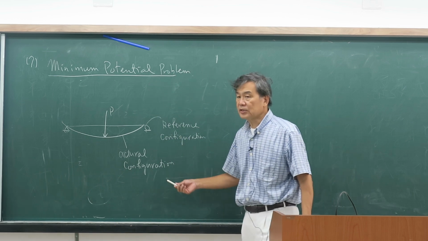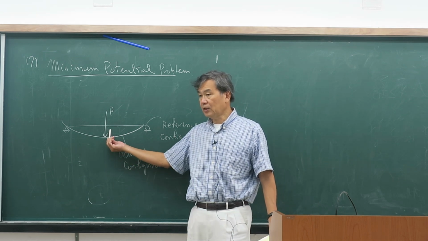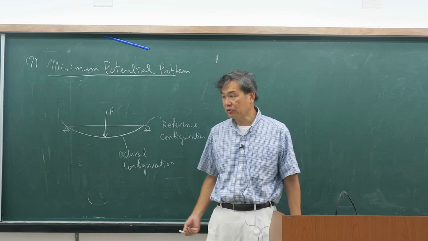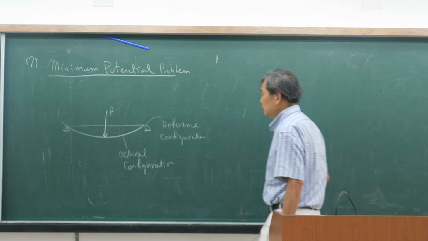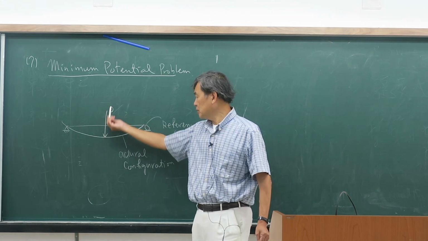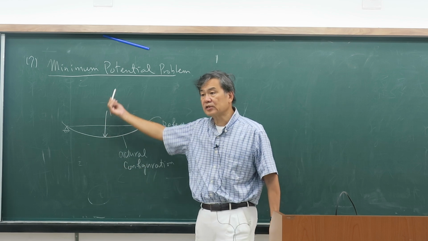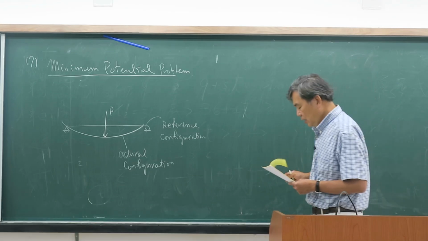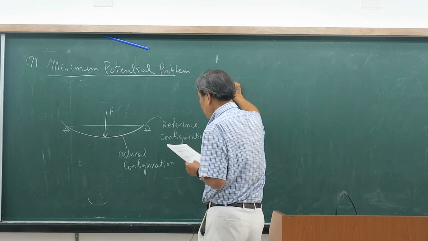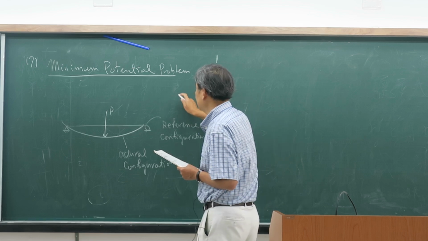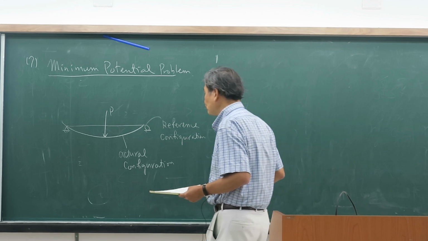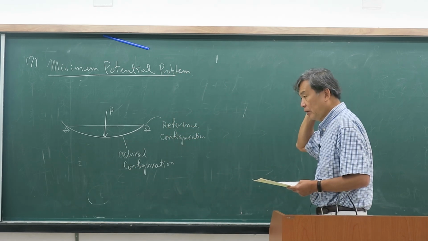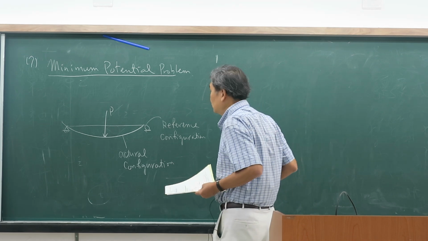So we define the potential energy as the work you need to do from the actual configuration back to the reference configuration. The work is what we call the potential energy of the system, right? The displacement is opposite to the direction of force, so this is a negative work done by the force. So we call this the potential energy. Now, potential energy contains the strain energy and the work done by the external load, the internal work and the external work.